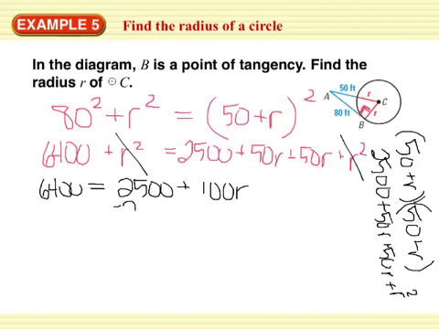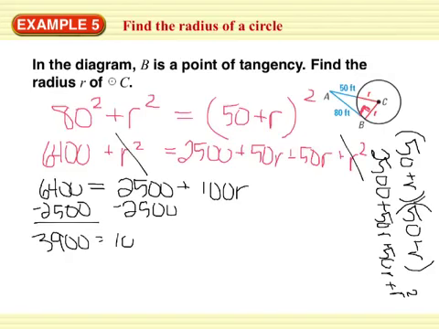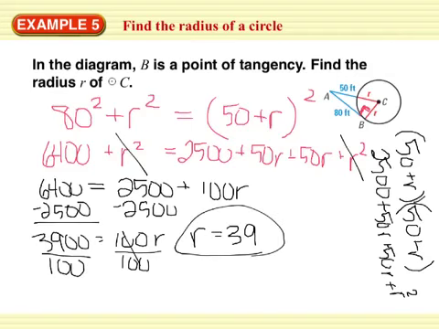Subtract 2,500 from both sides. 3,900 equals 100r. Divide both sides by 100. R equals 39. A lot of work for that one, but it wasn't that difficult if you remember how to FOIL. Foiling was the only hard part. Make sure I didn't miss anything there. Feet. All right, moving on.